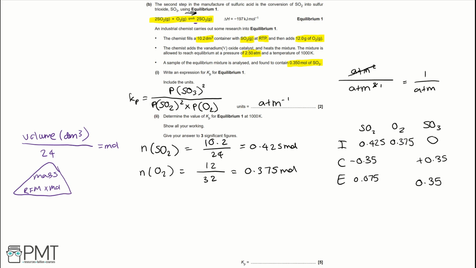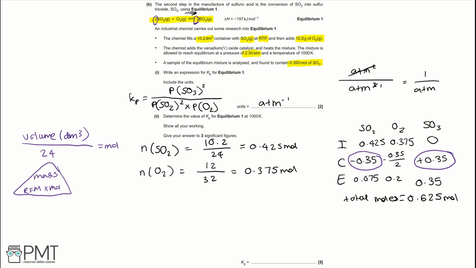We're minusing the same amount that we've added in our products because it's a 2:2 ratio. So looking at the stoichiometry in the equation, we've got the same proportions. But for O2, we're going to minus 0.35 divided by 2, and that's going to equal 0.2. So then using this to work out our total moles is just our moles at equilibrium added together, and that is going to equal 0.625 moles. So we can use this to work out partial pressure.